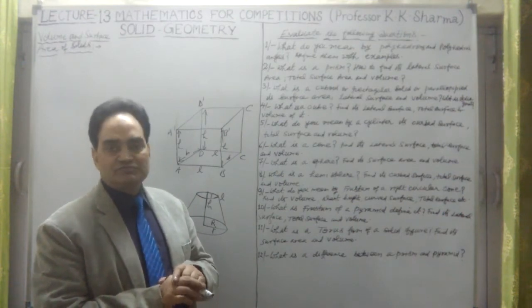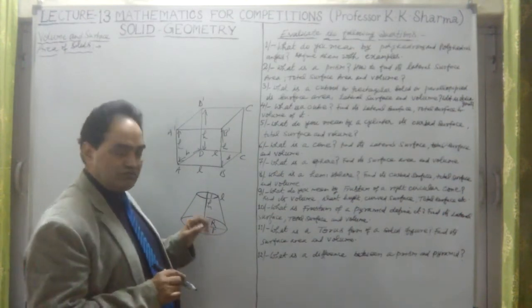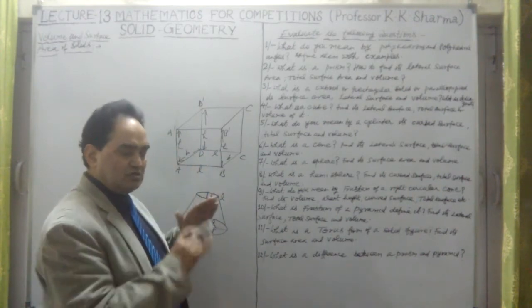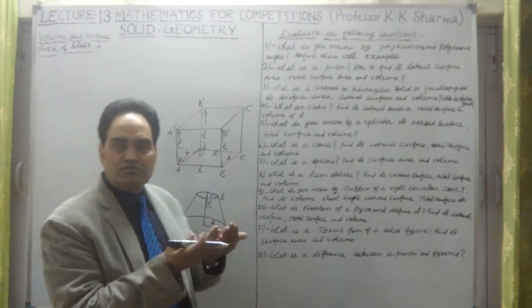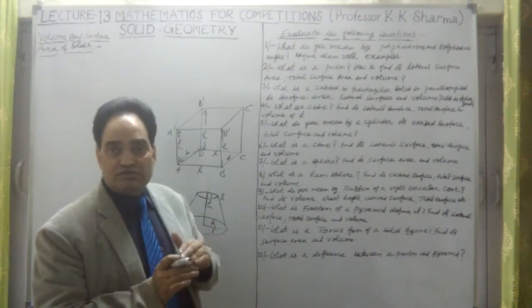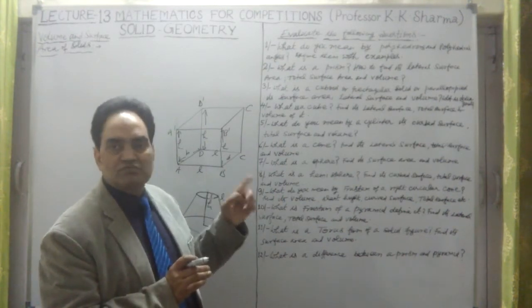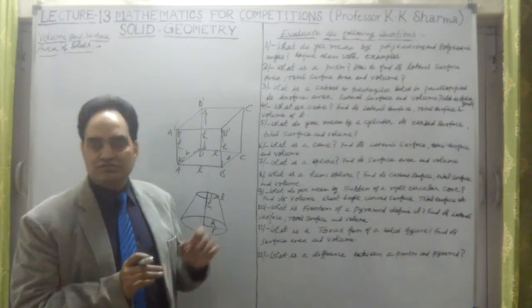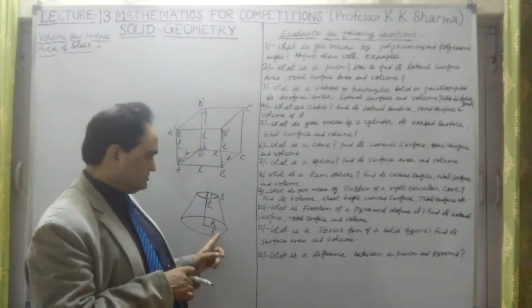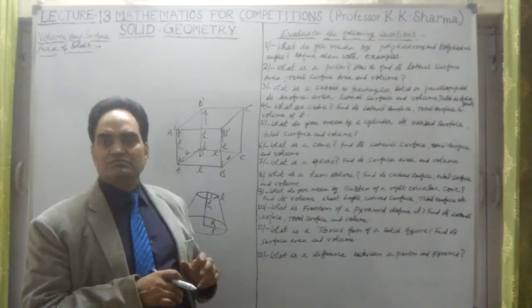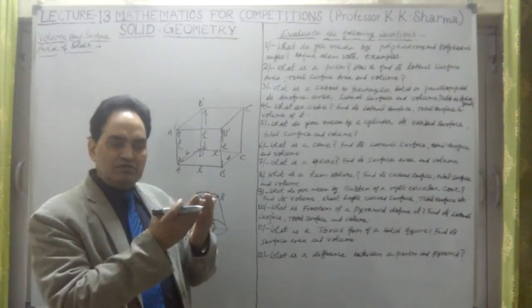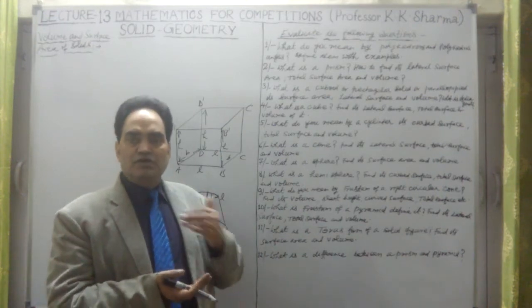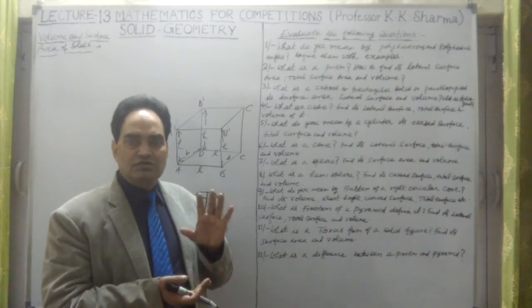Similarly, in the case of a cone, the lateral surface area is the area of that conical figure. That is known as lateral surface area or curved surface area. And if you have to find the total surface area, then the area of the bottom, which is a circle, is also added. So the lateral surface area and the area of the base are added. That is known as the total surface area of a cone.